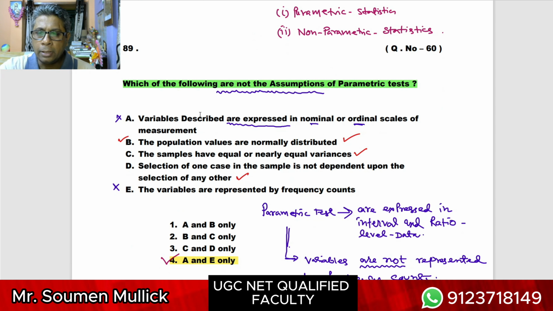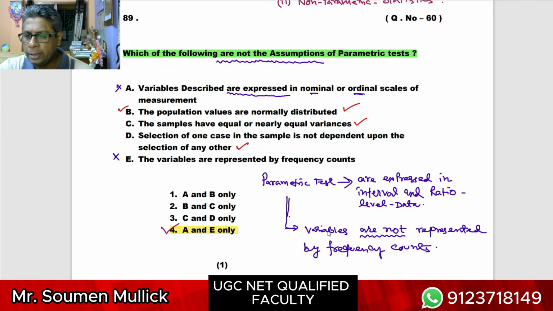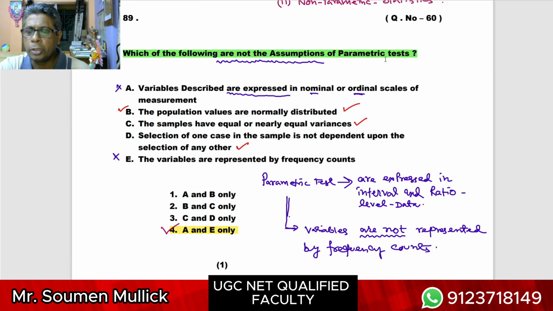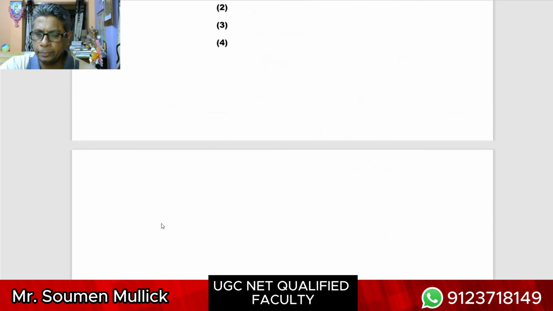So what is our problem? Which of the following are not the assumptions of parametric test? A: Variables are expressed in nominal or ordinal scale of measurement. This is wrong. Parametric tests are expressed in interval and ratio level data. And E: the variables are represented by frequency count. Variables are not represented by frequency count. So in the case of assumptions of parametric statistics, A and E both statements are wrong. So option number 4 is the correct answer.